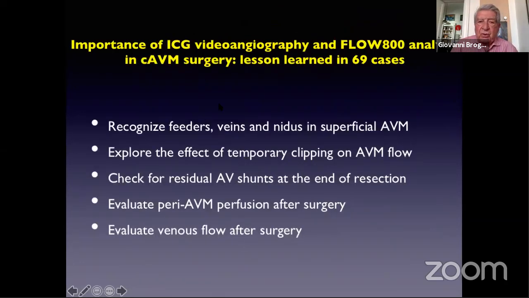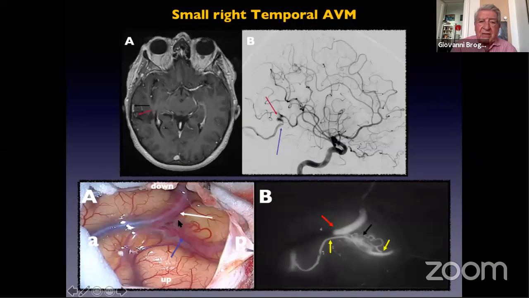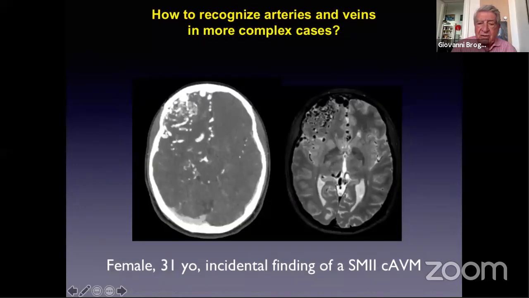So what is the importance during the AVM? Recognize the feeders, explore the effect of temporary clipping, check the residual shunt at the end of resection, and evaluate the AVM perfusion after surgery, because that gives you, before I wake the patient, an idea if you will have trouble or not, and also establish the venous drainage. Look, this is a very small temporal AVM you see here, and you can judge the speed of circulation. You find the feeders, you know the drainage, and that is what is helping you.